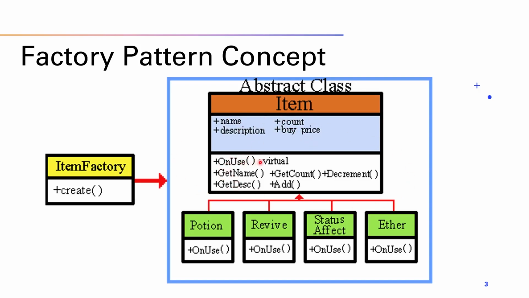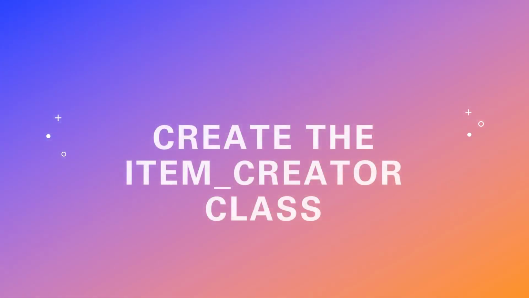The onUse function is a virtual function, and it will be a pure function that will have to be overloaded. Each child will have to overload this function because they will have different uses. So a potion and a revive will have different uses for the player. Potion will heal health, while revival will bring a fallen player back from zero and reset their dead flag. Alright, so without further ado, let us create the item creator class.